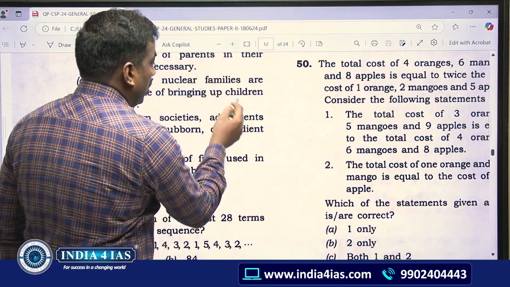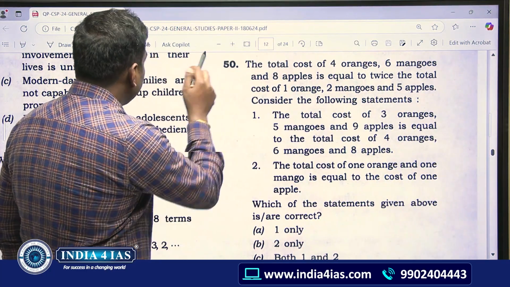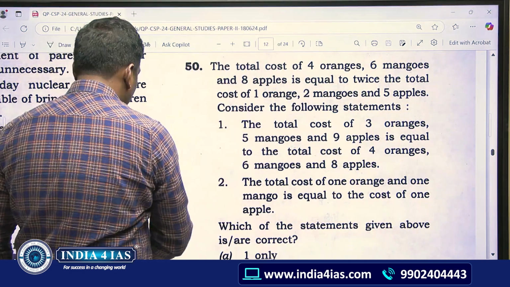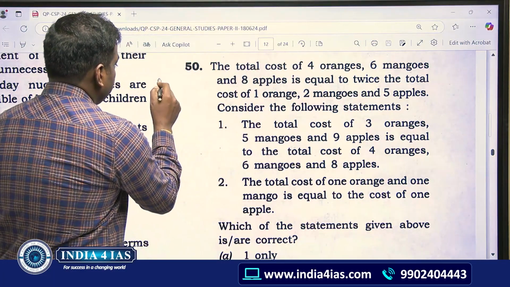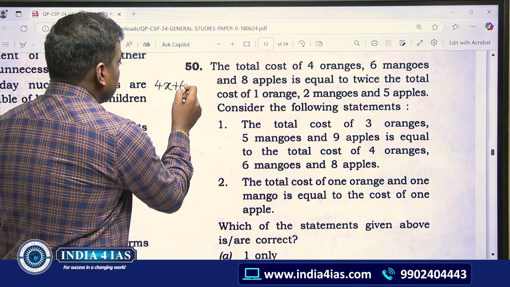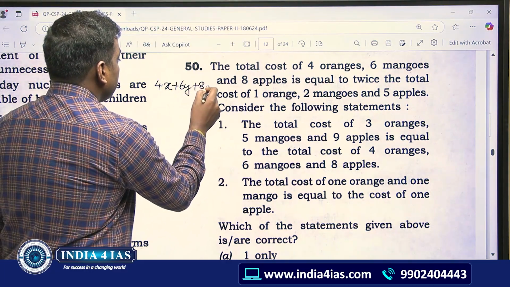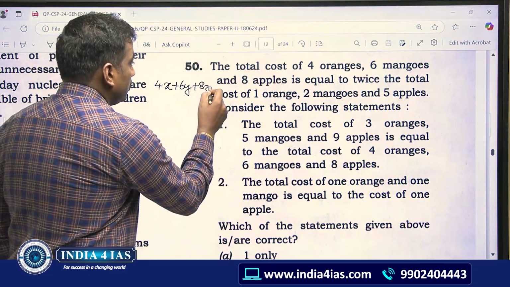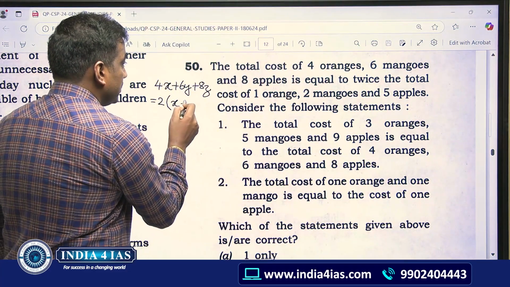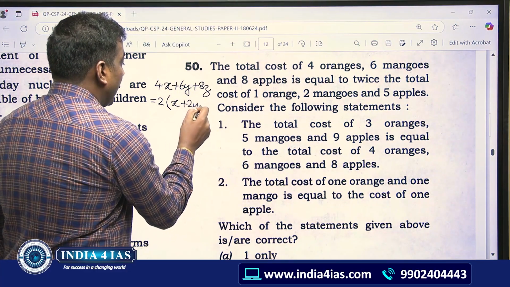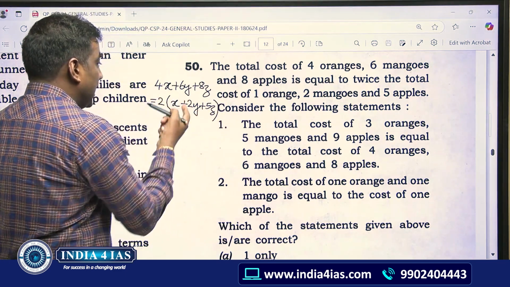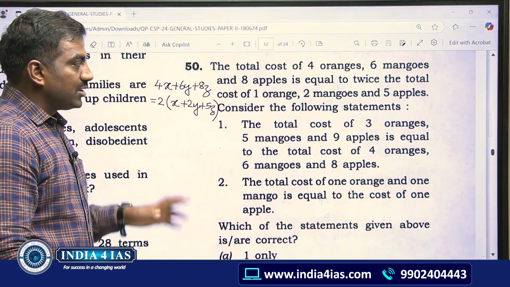First, we'll focus only on the statement parts. Total cost of 4 oranges, so I'll take 4x, 6 mangoes and 8 apples is equal to twice the cost of one orange, that is x, two mangoes, that is y, then 5 apples, that is z. This is one equation. You can understand there are three variables and one equation we have got.